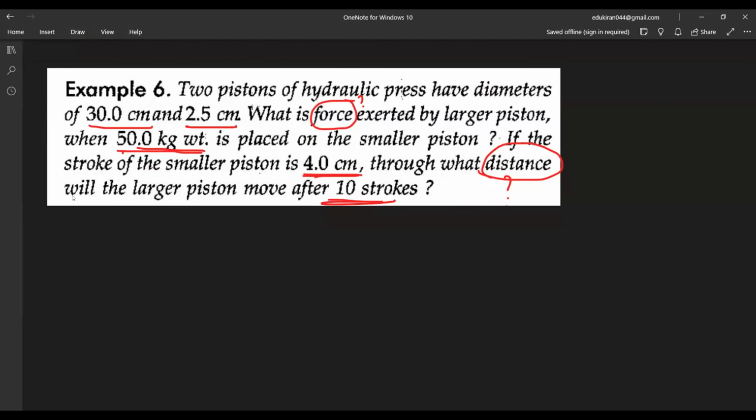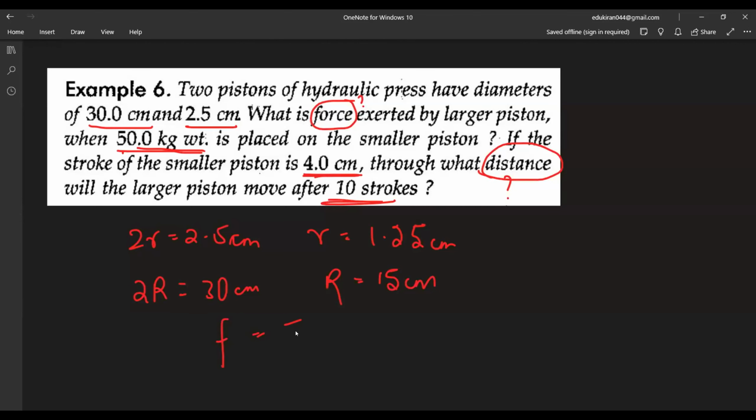firstly, the radius part. This has the diameters. Smaller one, 2r is equal to 2.5 centimeters. So firstly, we'll find out the radius, that is 1.25 centimeters. Coming to the larger diameter, that is 30 centimeters. So larger radius will be 15 centimeters, correct? Now, force is given as 50 kg weight. Keep it like this. What about the other force? This is missing, which you have to calculate.